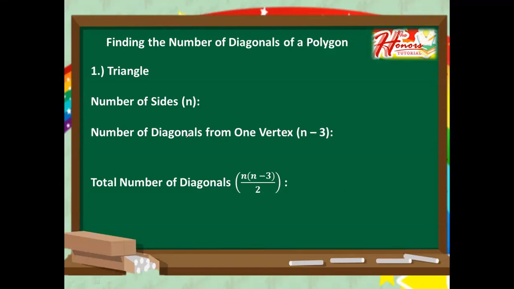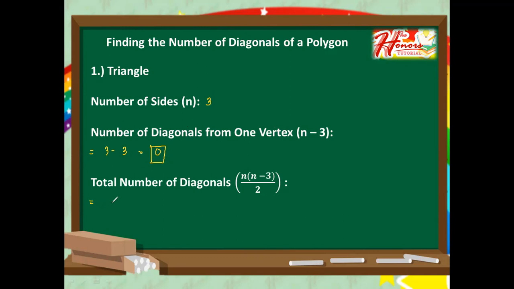Now let's start answering number 1. Number of sides for a triangle is 3. Number of diagonals from one vertex, let's substitute 3 here in n. So that is 3 minus 3, so that is equal to 0. So therefore, the answer is 0 for number of diagonals from one vertex.